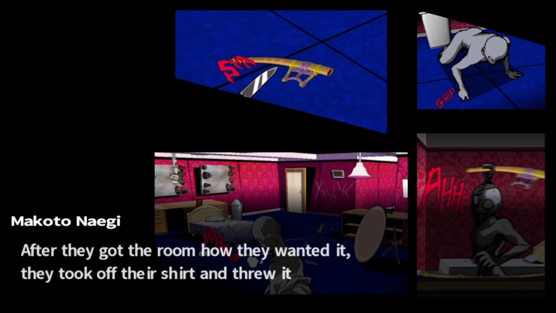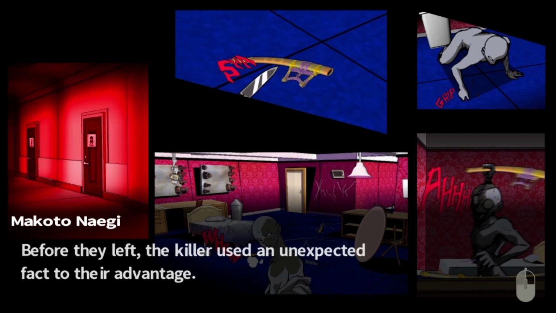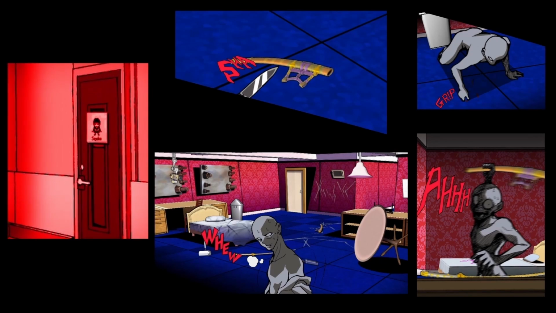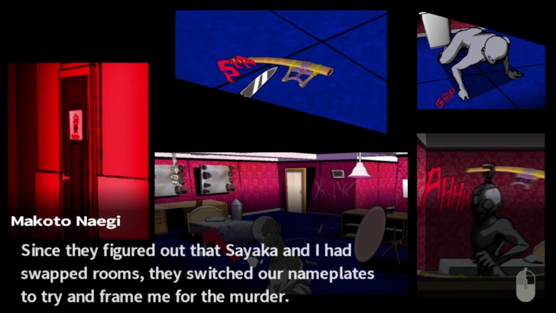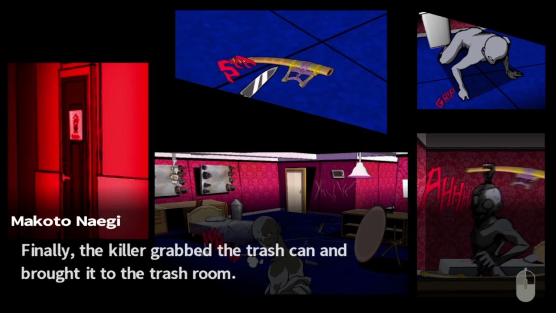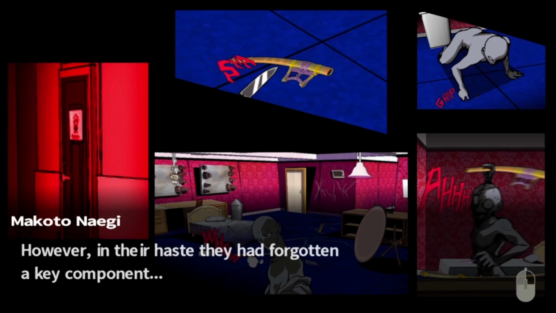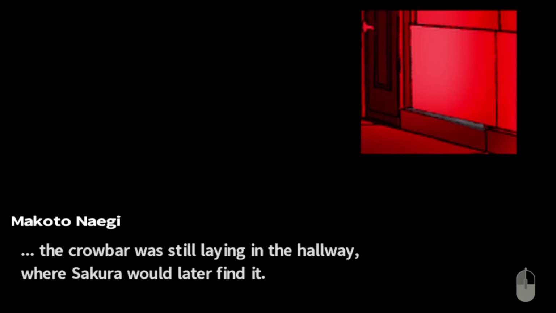After they got the room how they wanted it, they took off their shirt and threw it in the trash can. Before they left, the killer used an unexpected fact to their advantage. Since they figured out that Sayaka and I had swapped rooms, they switched our nameplates to try and frame me for the murder. Finally, the killer grabbed the trash can and brought it to the trash room. However, in their haste, they had forgotten a key component. The crowbar was still laying in the hallway, where Sakura would later find it.